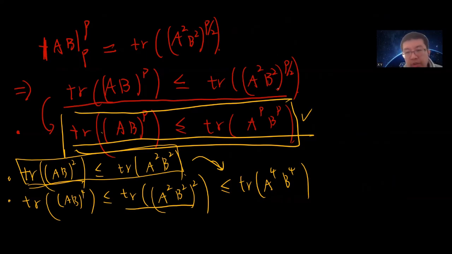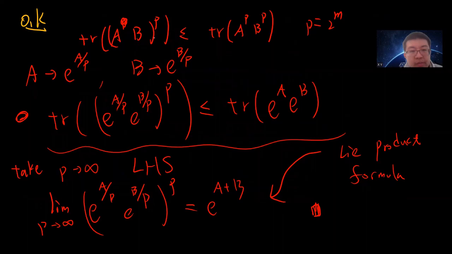If you iterate this formula, you can show that the trace of AB to the p is less than or equal to the trace of A to the p, B to the p. This is a very simple example: if you do AB to the fourth, it is less than or equal to the trace of A squared B squared, and if you use the previous formula again, you prove this. So in general, the trace of AB to the p is less than or equal to the trace of A to the p, B to the p, if p is a power of 2. Then you put in exponential A to the 1 over p, exponential B to the 1 over p, and you get the left-hand side.